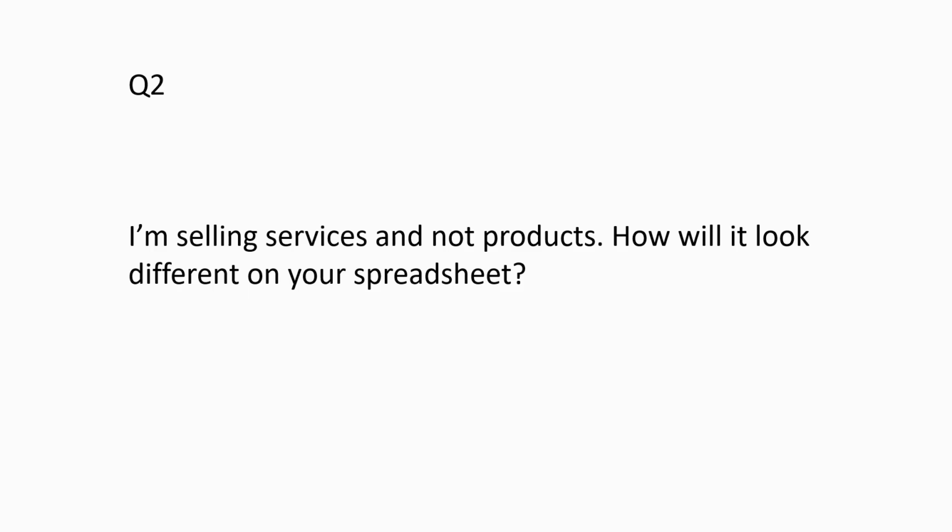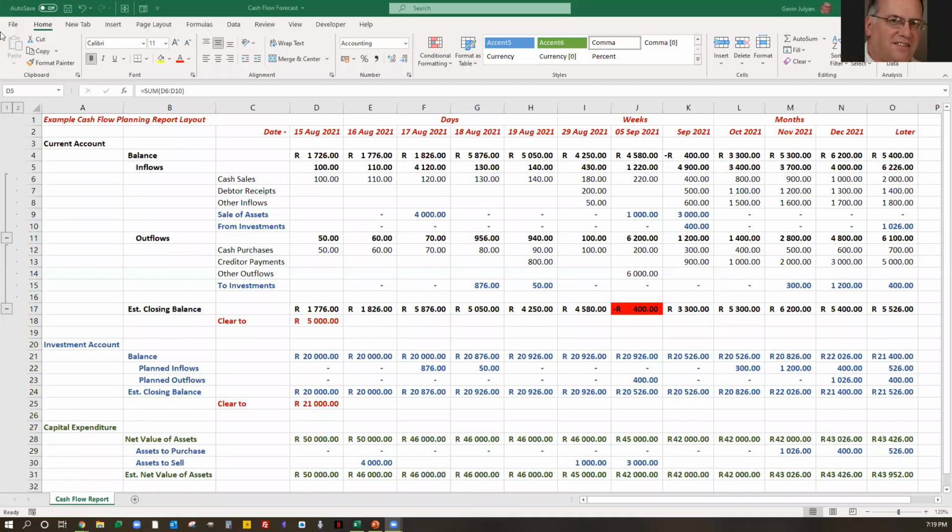Well, again, there's no difference between selling services and selling formal products, because you're still selling. So if we look at the spreadsheet here, your inflows would be the same thing: debtors, receipts, and other inflows, and the sale of assets if necessary. But your outflows would be things like your petrol, and the equipment you needed to buy in order to demonstrate or present.